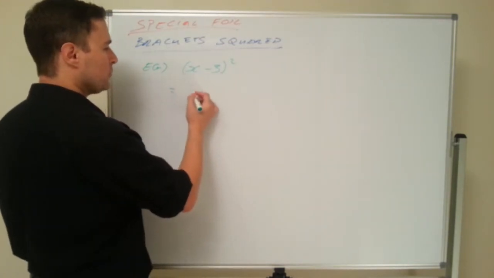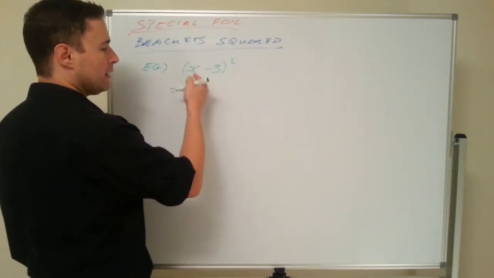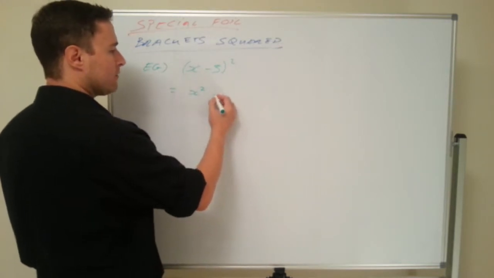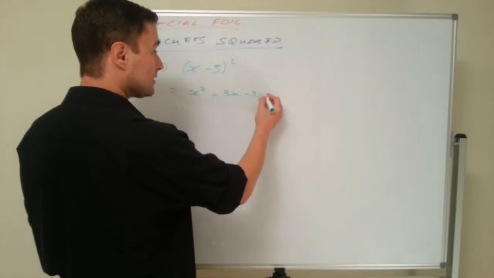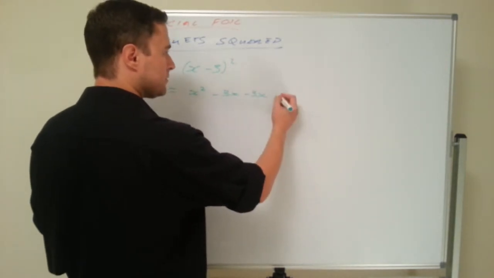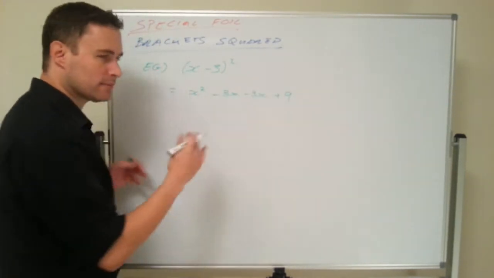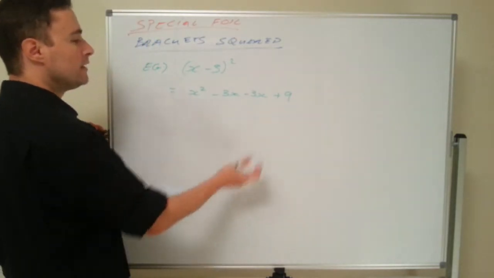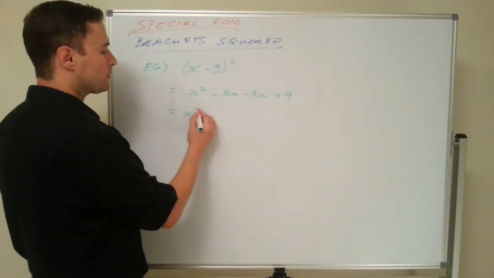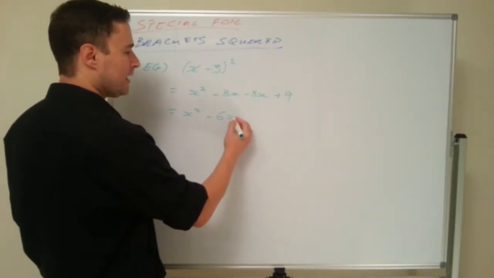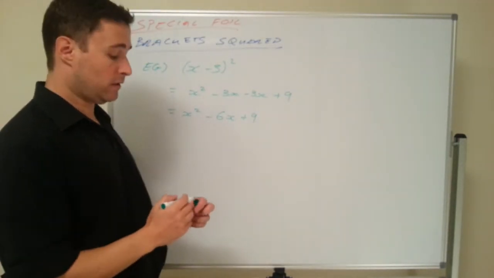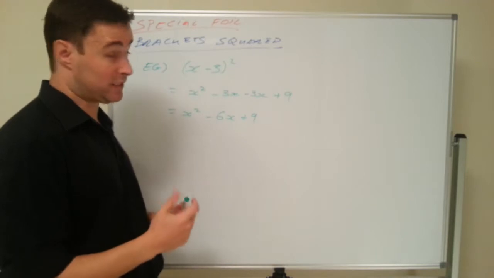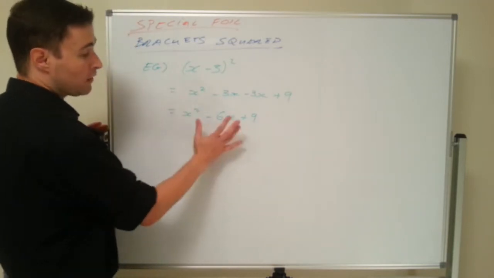So, first times first, x times x is x squared. Outer times outer, x times negative 3 is negative 3x. Inner times inner, x times negative 3 is negative 3x. Last times last, negative 3 times negative 3 is positive 9. Okay? Tidy stuff up. I get x squared minus 6x plus 9. Okay? If that was too fast for you, go back and watch the video on FOIL that I did previously to this one. Okay? So, there it is.